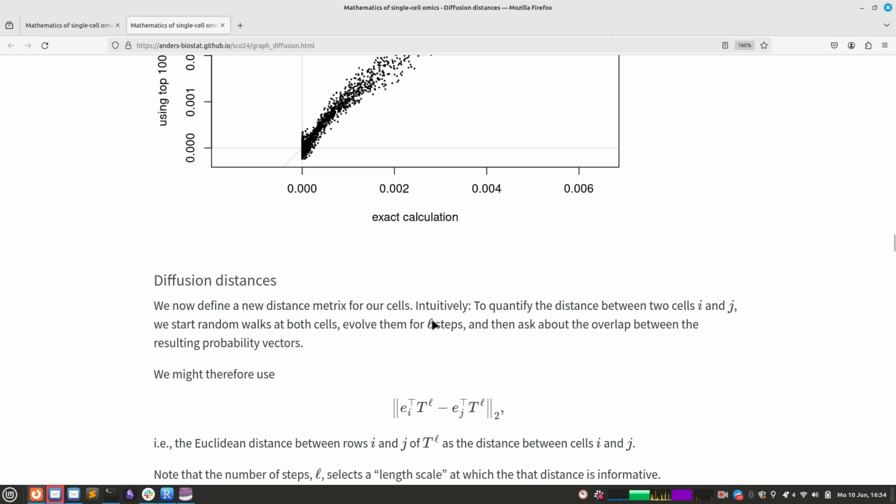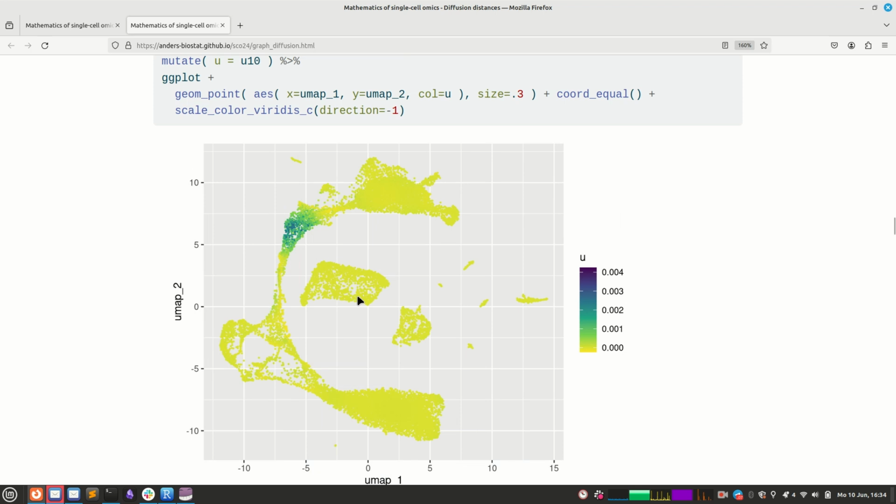choose a number of steps and then say, let's evolve the probability distribution L steps starting from one of the points and L steps starting from the other of the points. And when we compare these two probability vectors by just looking at their Euclidean distance, we say this is our diffusion distance between these cells. And this diffusion distance has the property that it has an interesting length scale.